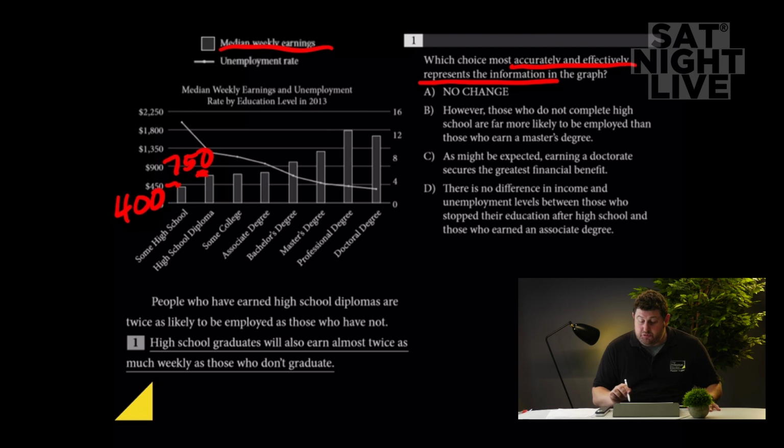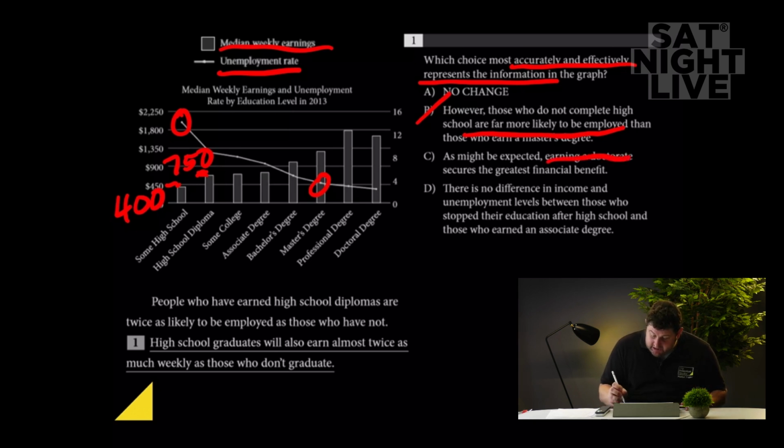B: those who do not complete school are far more likely to be employed than those who earn a master's degree. For those who don't complete school, unemployment's all the way up here. Notice I'm using the line. For a master's degree, that unemployment is extremely low. No, this is the opposite of the passage. They are not far more likely to be employed.